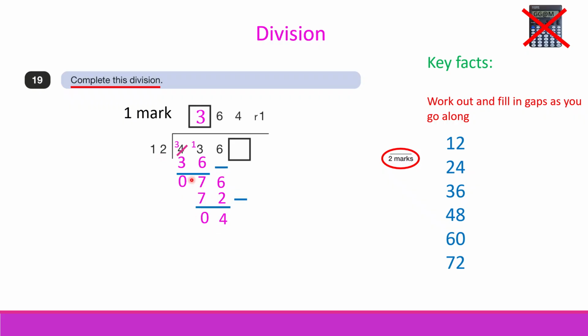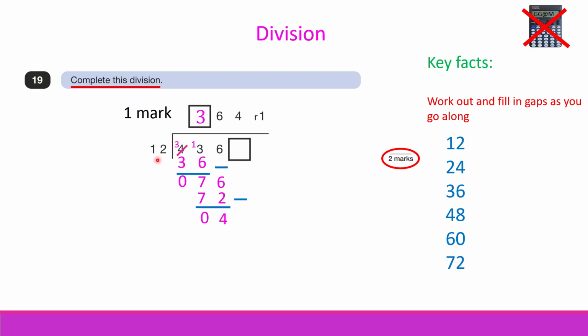Now I can't do 12 into 4 again, so I need to bring this number down here, but we don't know what this number here is. That's what we've got to work out. But we know that when we do 12 into this number, the answer has got to be 4. Then it's got a remainder 1, so this R means remainder 1. So I've got 4 times, remainder 1.